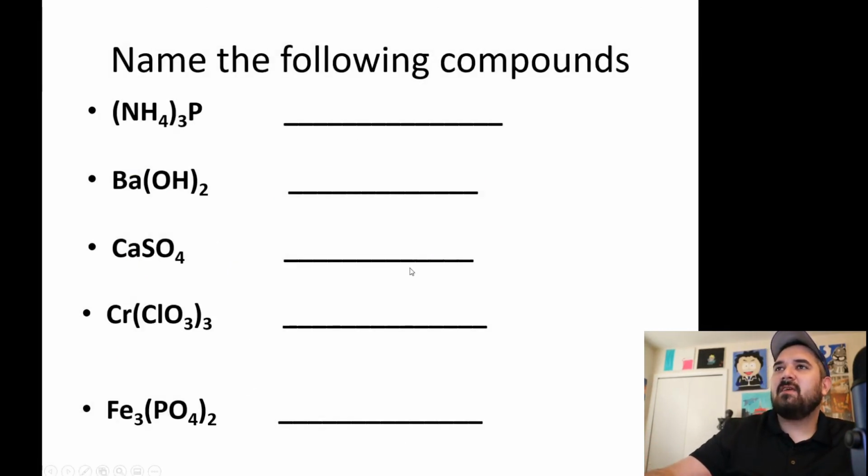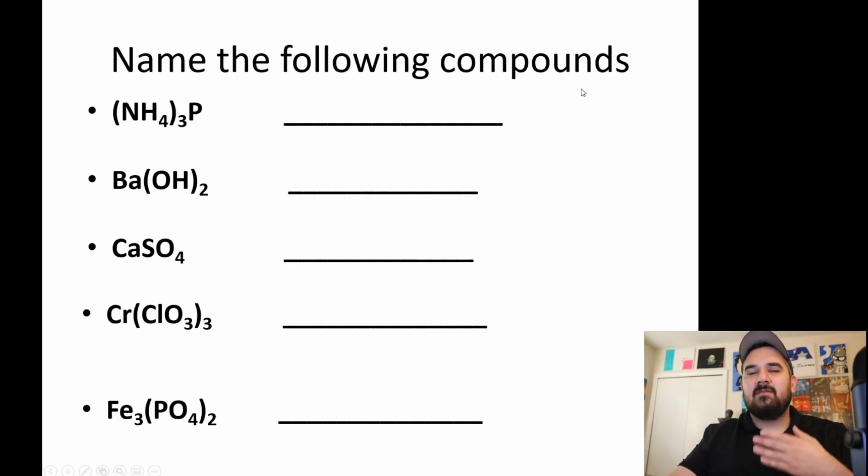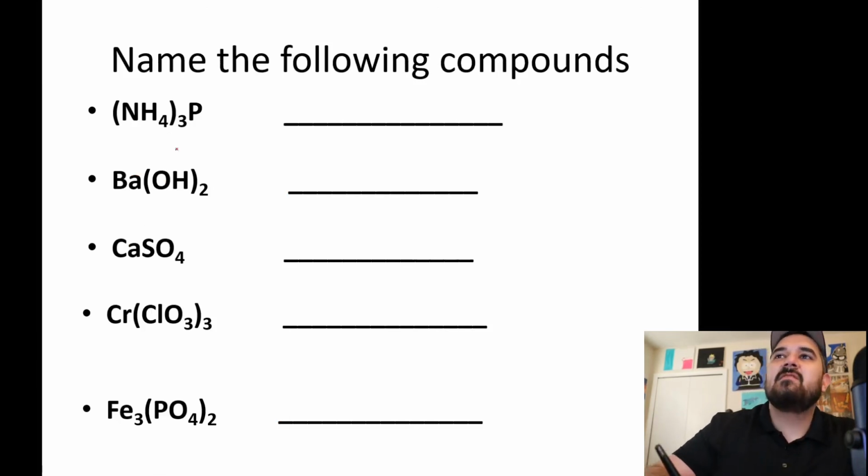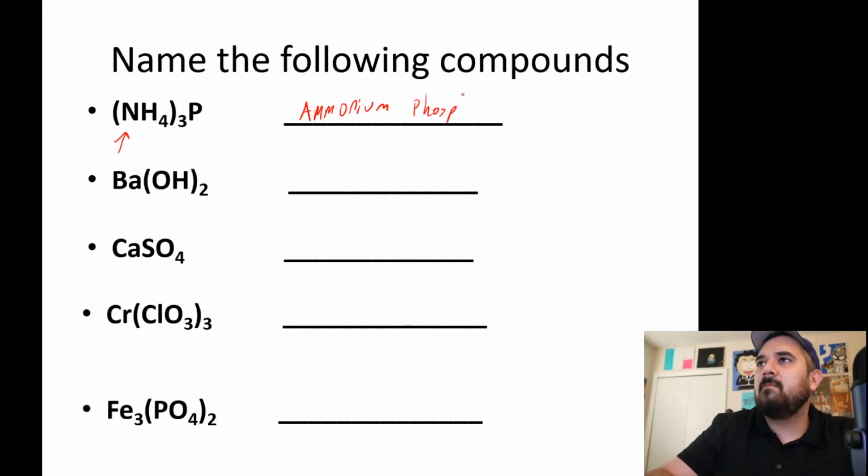Let's see what we have on the next page. It says name the following compounds. So let's go ahead and name these. Here's our example that includes ammonium, where ammonium actually comes first. So that's going to be ammonium phosphite. But that's the only example where the polyatomic ion comes first. All the other examples we have, the polyatomic ion comes second. Next one we have is going to be barium hydroxide.